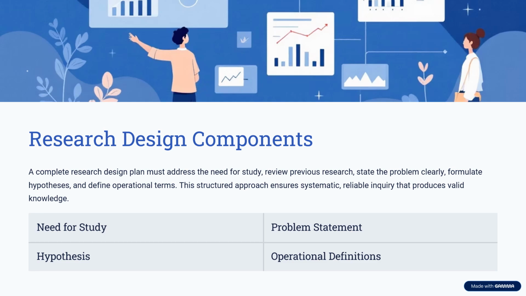In summary, the research design is a plan of action. Once the problem gets selected for research, there is a need to constitute a plan of study and should focus on the following components. They are need for study, review of the previous study, problem statement, hypothesis formulation, operational definition.